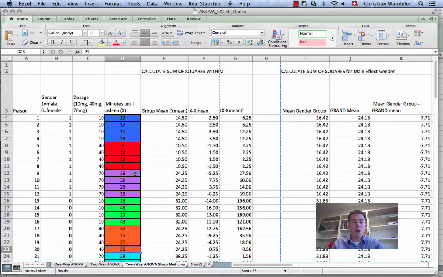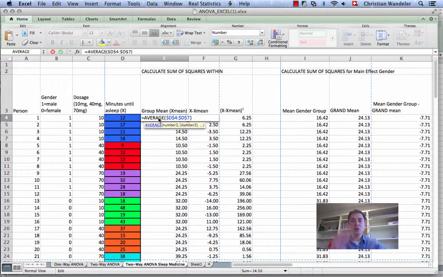So the first thing that we do is calculate the group mean, because we want to look at the variation within each group. Right? Remember, this is the measurement for the random error or the sampling error. So we're going to look at how much each group varies within itself. So we calculate the average for D4 through D7. So this is the average for this first group of men that had 10 milligrams of the dosage. And you can see, on average, this group took 14.5 minutes to fall asleep.